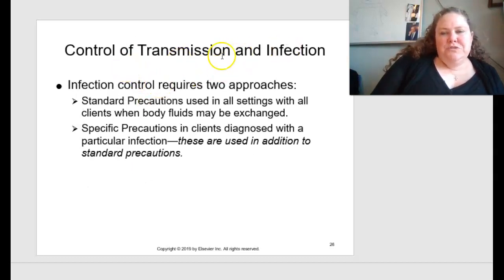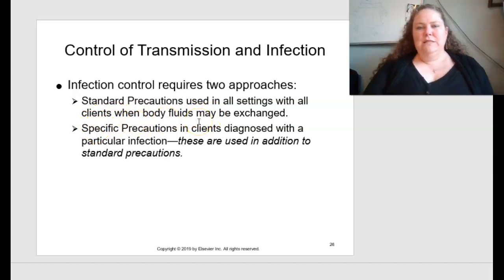So, how do we control transmission and infection? Well, infection control requires two approaches. One is the standard precautions that are used in all settings with clients when body fluids may be exchanged. And another one is specific precautions in clients that are diagnosed with a particular infection. These are used in addition to standard precautions.